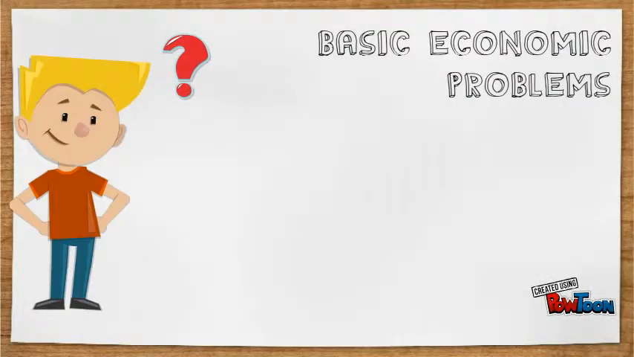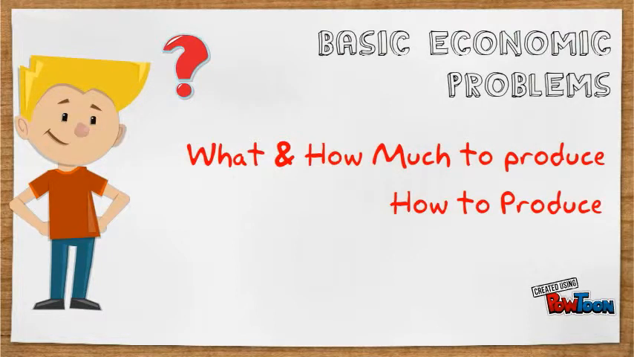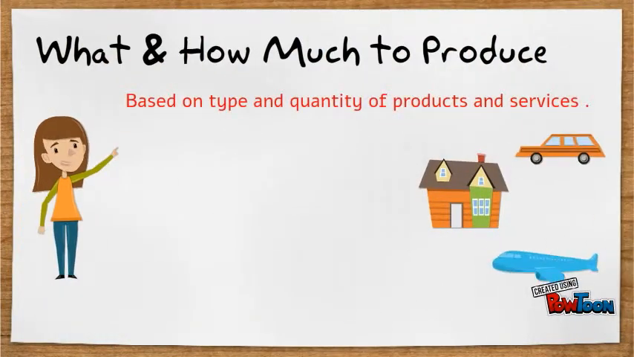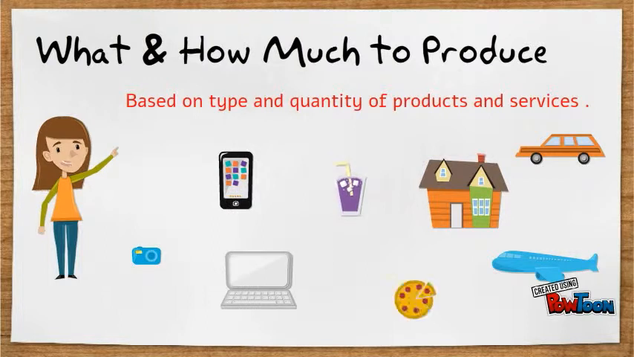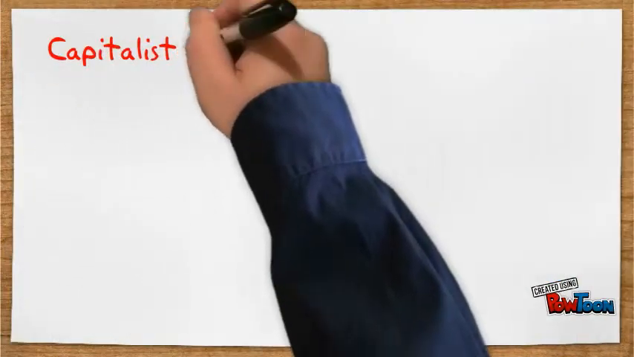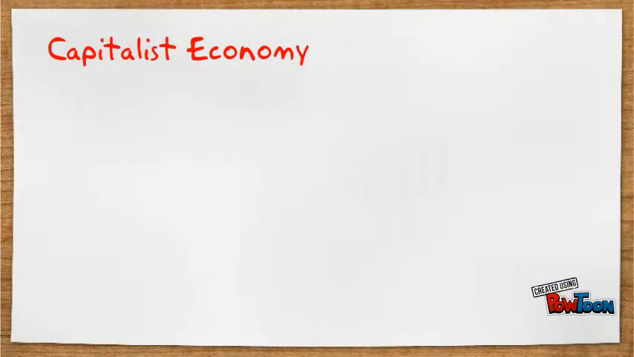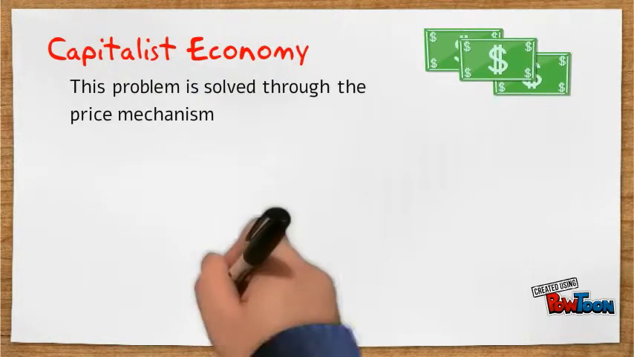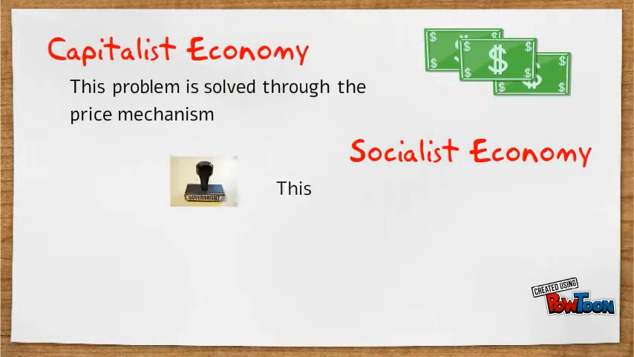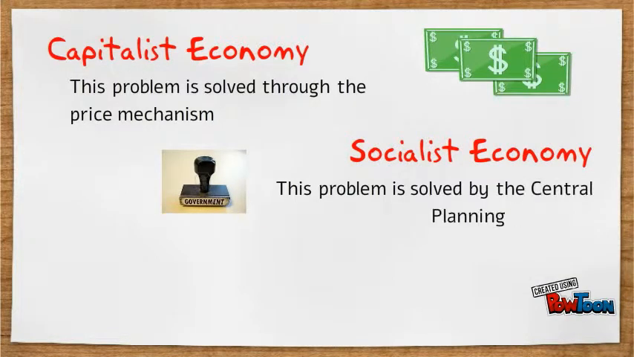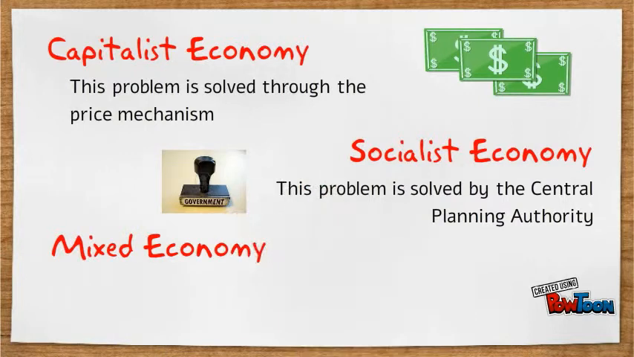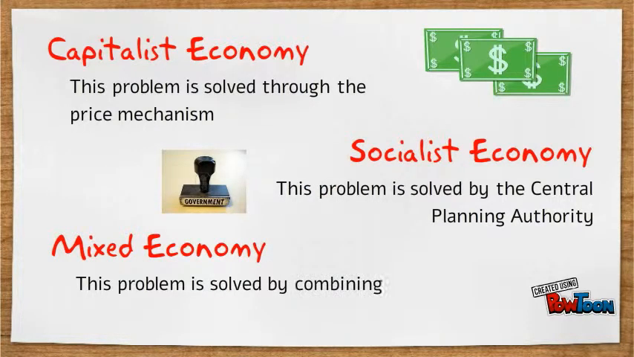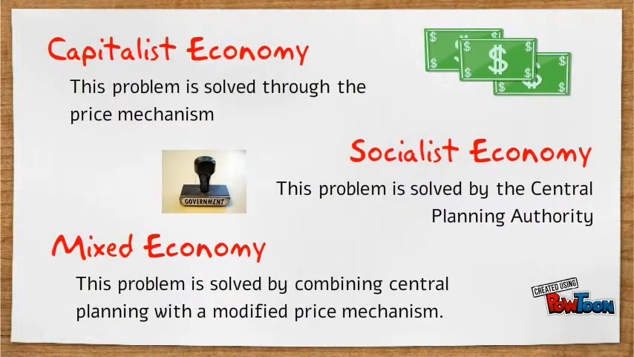Basic economic problems. What and how much to produce? How to produce? For whom to produce? What and how much to produce are based on the type and quantity of products and services. For a capitalist economy, the problem of what and how much to produce is solved through the price mechanism. A socialist economy solves this problem by the central planning authority. And lastly, a mixed economy solves the problem by combining central planning with a modified price mechanism.